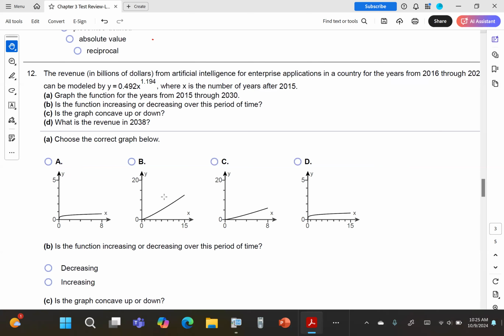Okay, so which graph is it? Why is it B?